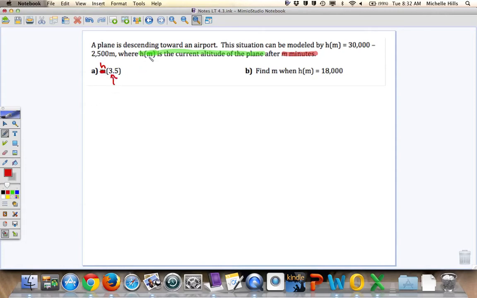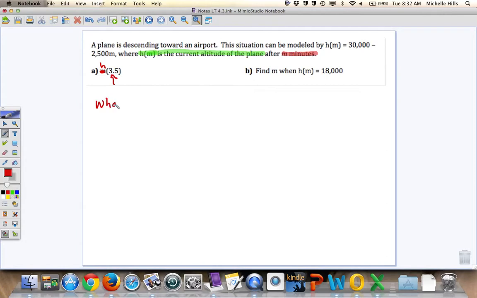Notice the 3.5 is where the M is in this equation. So they gave me the minutes. They tell me 3.5 minutes have passed since this plane started descending. If they gave me the minutes, it means they're asking me the other thing. What is the current altitude of the plane? So here's what I have to do to put this into words.